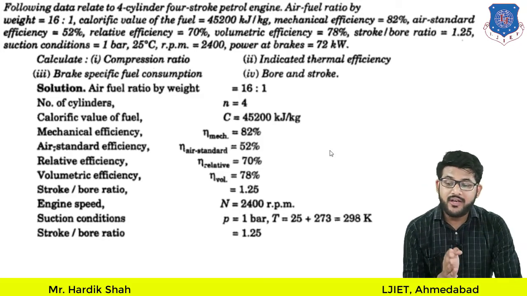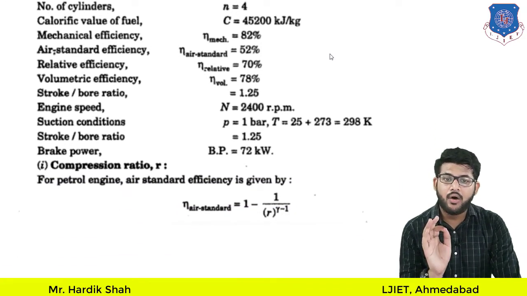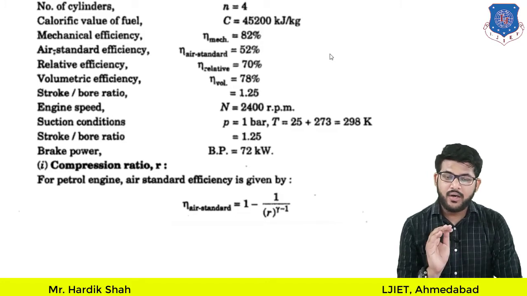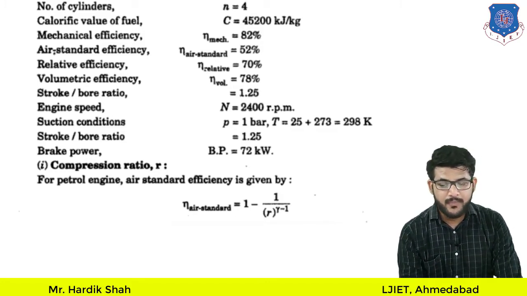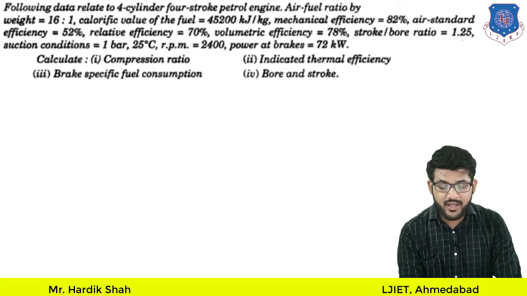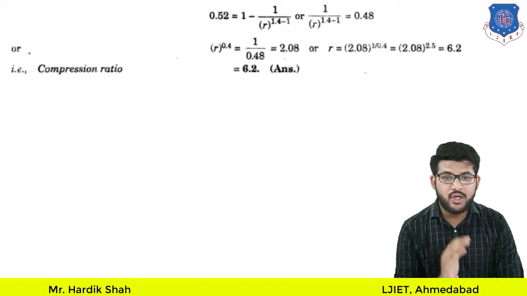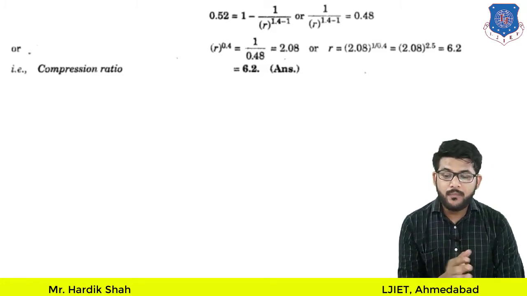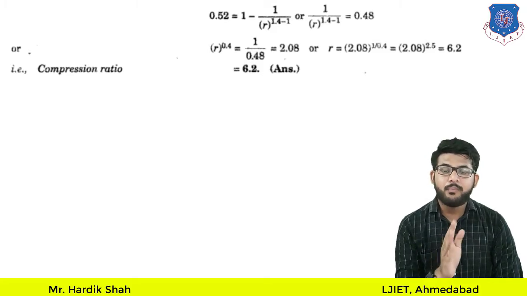First we need to find the compression ratio. Simple as that, we use the reverse of the formula for Otto cycle efficiency, which is given as the air standard efficiency. Otto efficiency equals 1 minus 1 upon R raised to gamma minus 1. Gamma's value is not given here, but we are given the air standard efficiency, 52%. So 0.52 equals 1 minus 1 upon R raised to gamma minus 1. Gamma's value is 1.4.